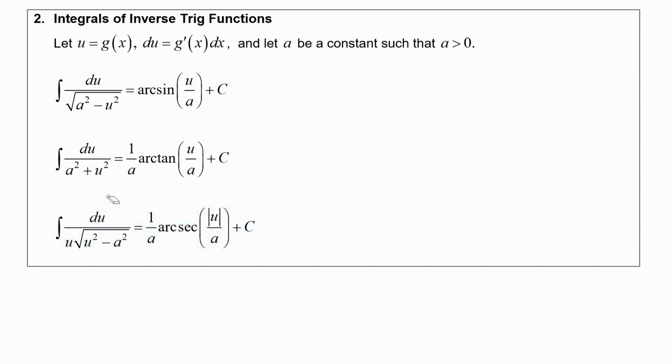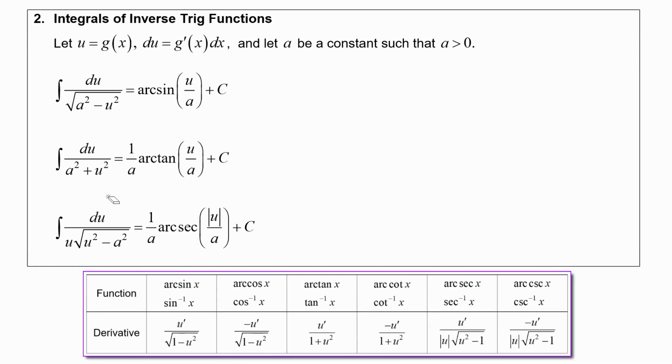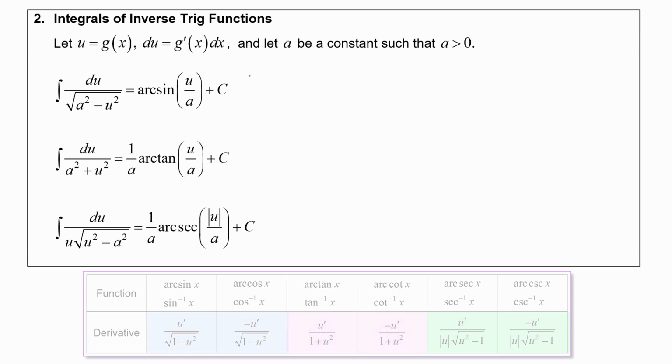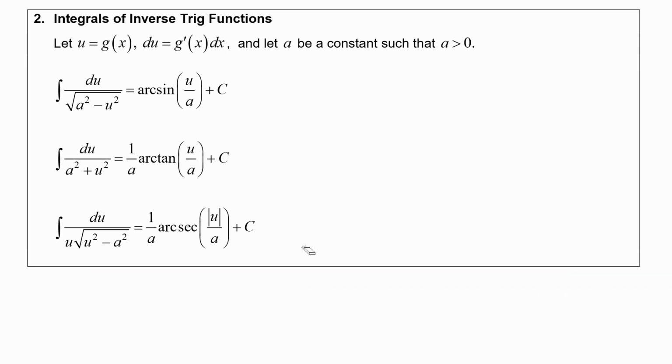Now notice that we don't have formulas for arc cosine, arc cotangent, and arc cosecant because those derivatives, if we work our way backwards, just would have a negative sign in front of them. Since we could just factor that negative sign out front, then we could turn it back into these formulas, so we don't bother with formulas for arc cosine, arc cotangent, and arc cosecant. You just have to know these three.